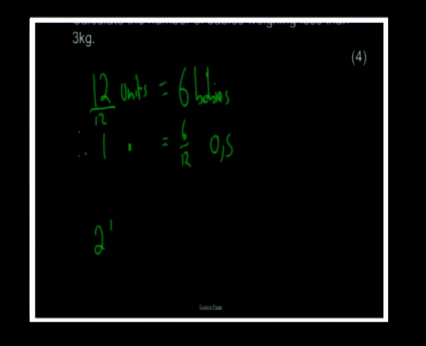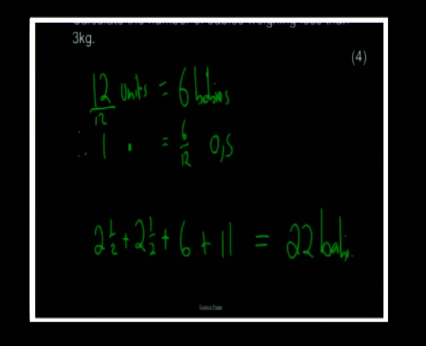It was 2.5 plus 2.5 plus 6 plus 11. And that comes to a grand total of 22 babies. So 22 babies in this set of data weigh less than 3 kilograms on this chart. So let's go on to the next question.